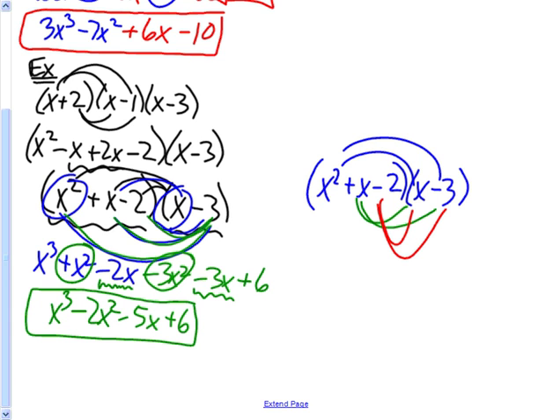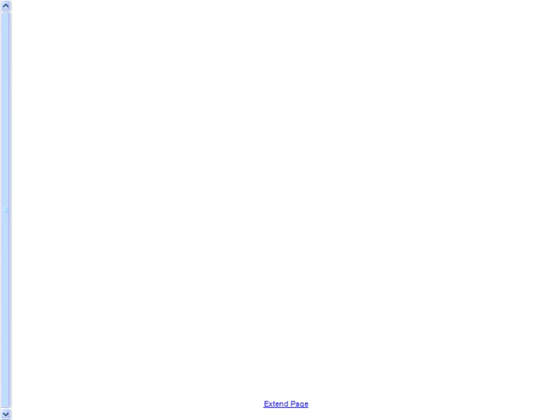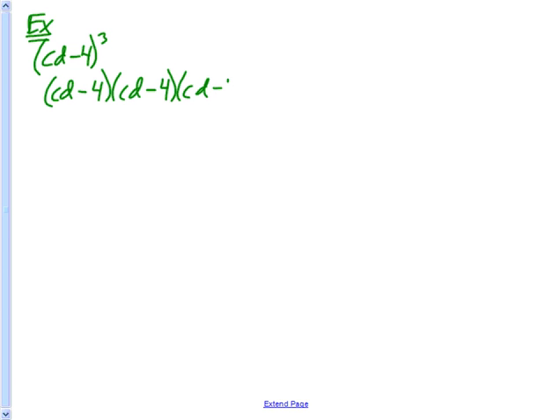Let me find another one here. Say we got, what if you had cd minus 4 to the third? Okay. So that would be cd minus 4, and you got it 3 times, don't you? cd minus 4, cd minus 4, cd minus 4. Okay. So again, you're going to FOIL, right? You just take it just like that other one.